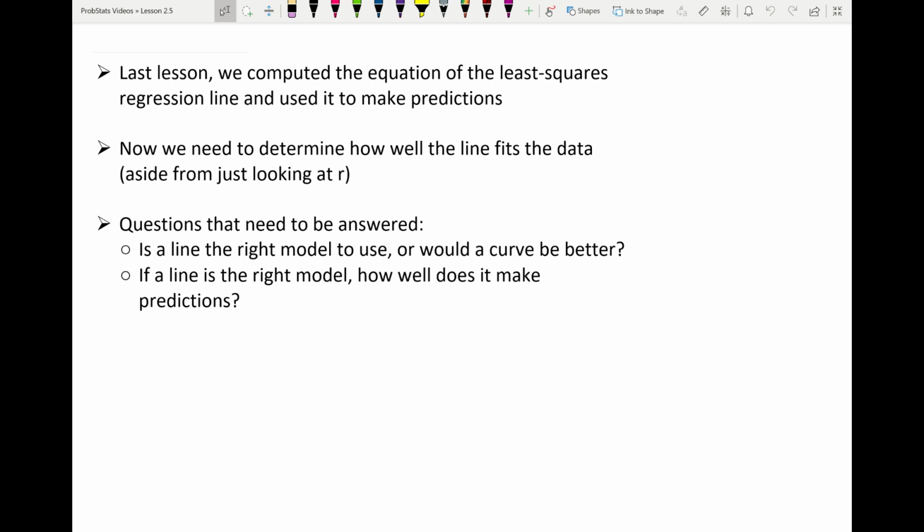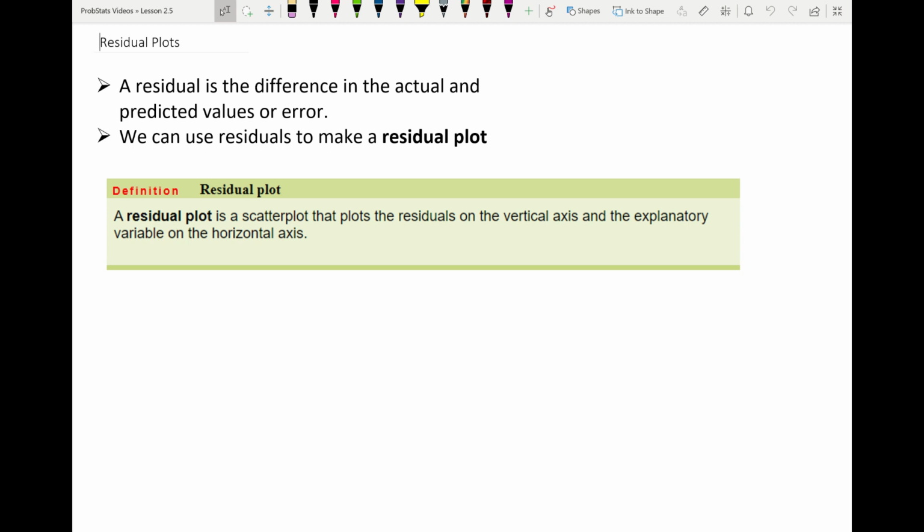So last lesson we computed the equation of the least squares regression line and used it to make predictions. So now we want to determine how well the line fits the data, aside from just looking at the correlation coefficient R. So the questions that need to be answered are, is a line the right model to use, or would a curve be better? If a line is the right model, how well does it make predictions? So in order to do that, we use what are called residual plots.